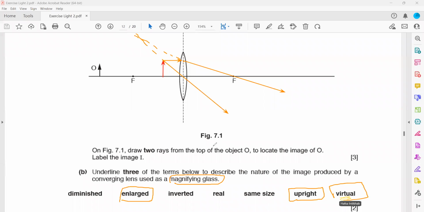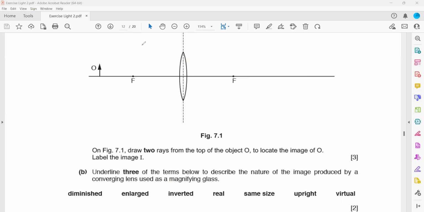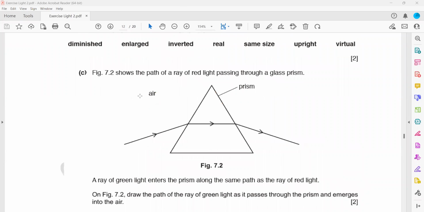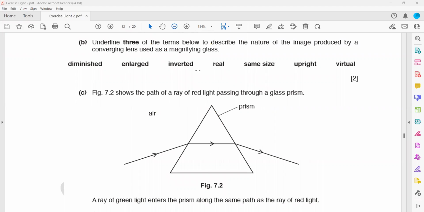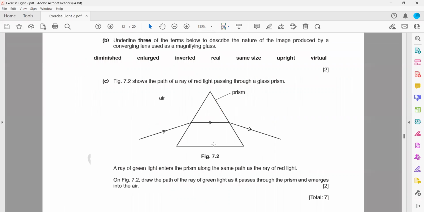If the question was related to this image which is formed, then it would be a real image. Then we'd compare the size. Is this one clear? Yes, they are clear.